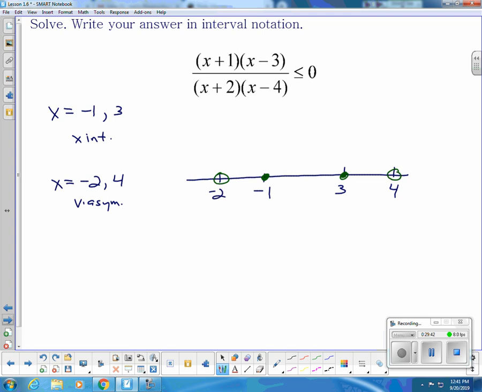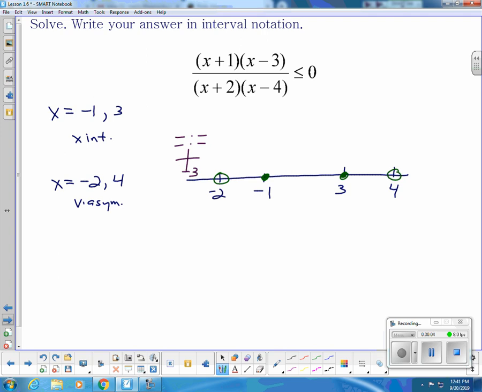So if I put in, what do you want to put in here? On the left of negative 2 would be negative 3. Negative 3 on the top would be a negative. Negative 3 minus negative 1 is negative. Negative 3 plus 2 is negative. Negative 3 minus 4 is negative. 4 negatives makes a positive region.